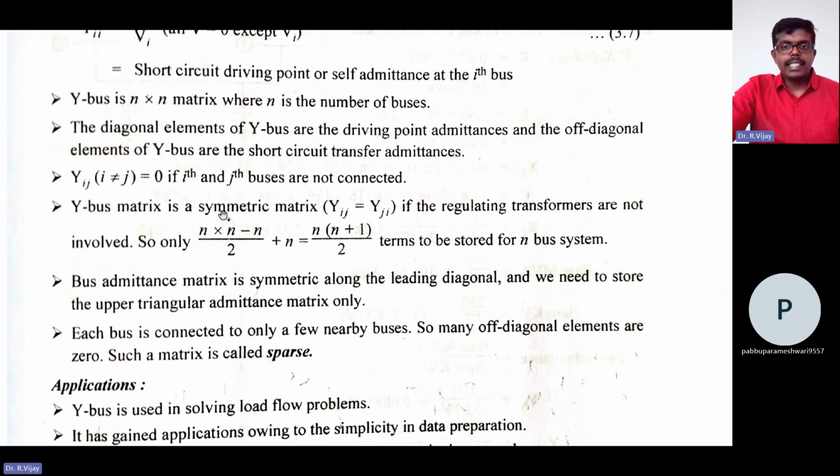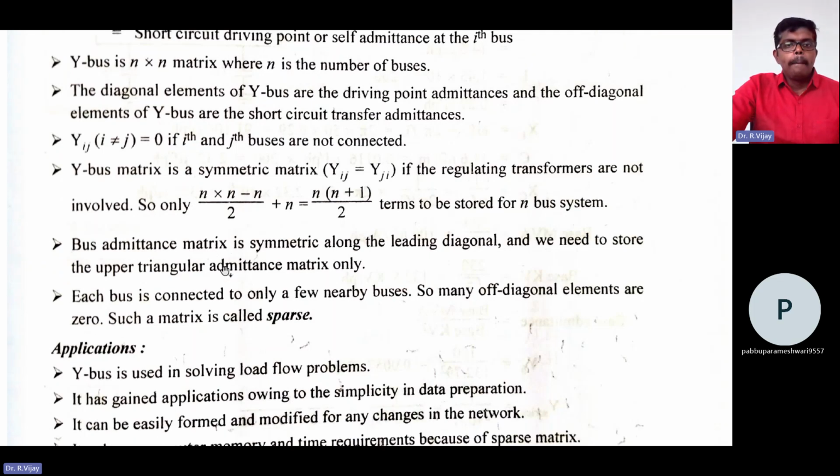That is, the Ybus matrix is a symmetric matrix. That is, Yij is equal to Yji if there is no regulating transformer. Next, the bus admittance matrix is symmetric along the leading diagonal, so we need to store only the upper triangle admittance matrix. If it is a symmetric matrix, we need to store only the upper triangle. That you need to remember.